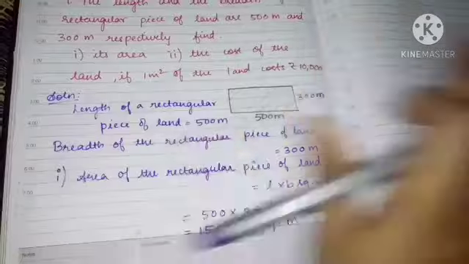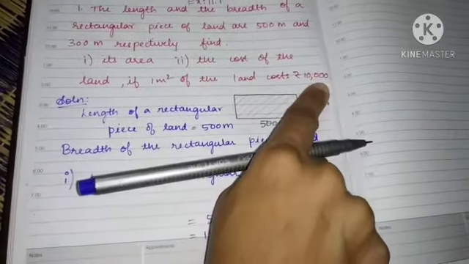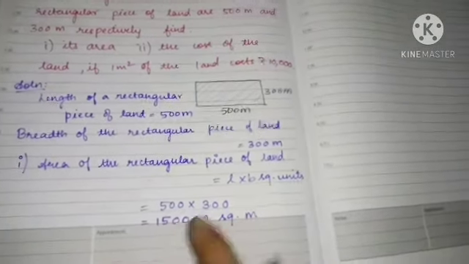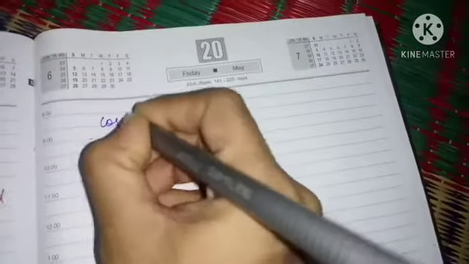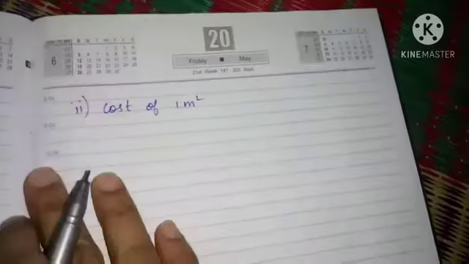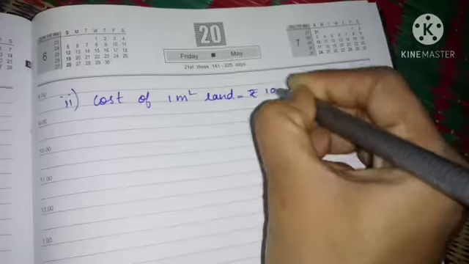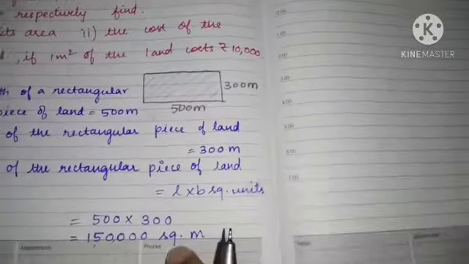Next, cost of land. If 1 meter square of land costs rupees 10,000, we should find the cost of this land of 150,000 square meter. Cost of 1 meter square land is rupees 10,000. Correct? So what is the cost of 150,000 square meter?